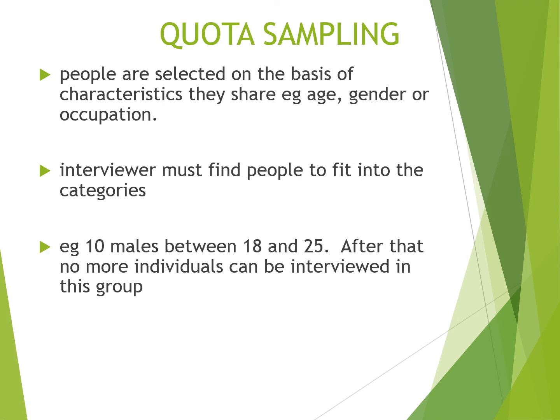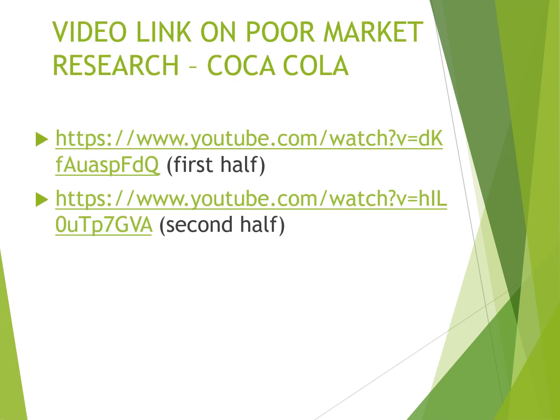So here you're maybe asked to find 10 males between 18 and 25. After that, no more individuals can be interviewed in this age group. It tends to be the cheapest form of sampling because you're not having to keep going back and pursuing the same person all the time.